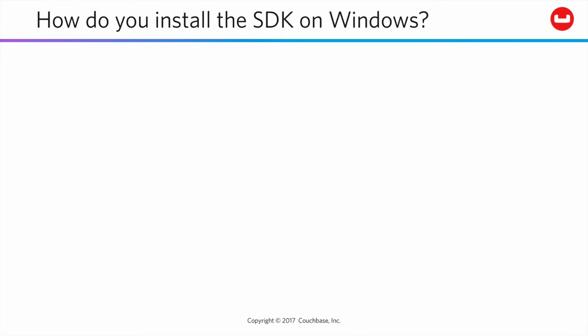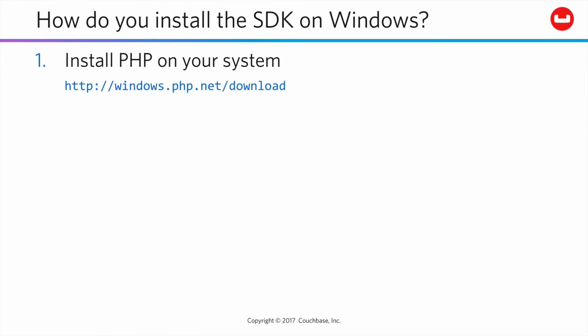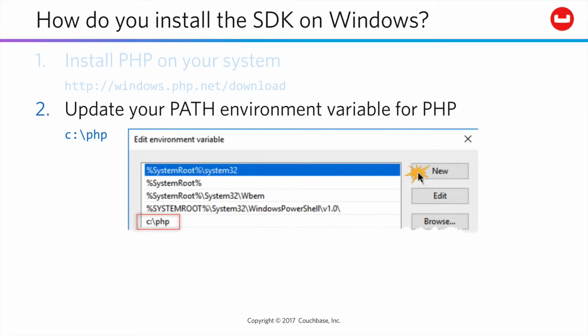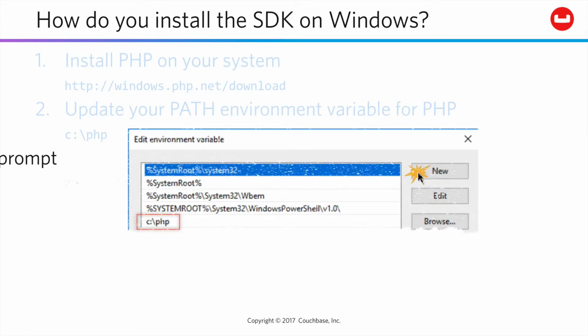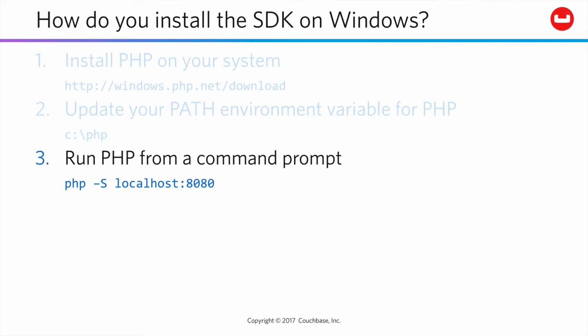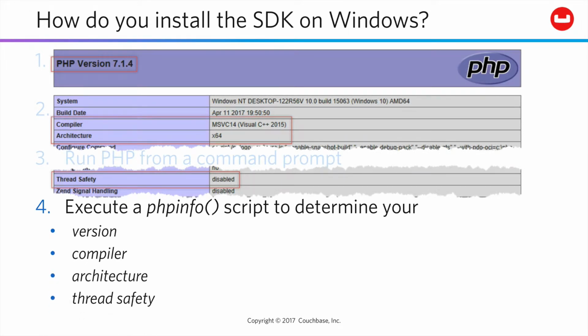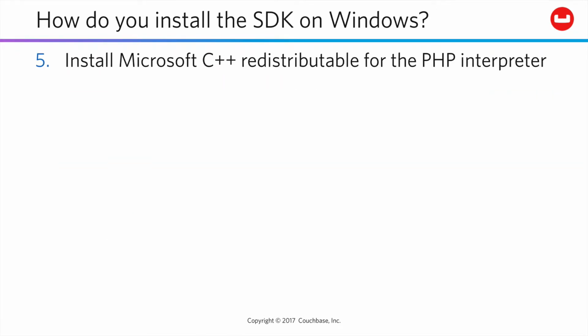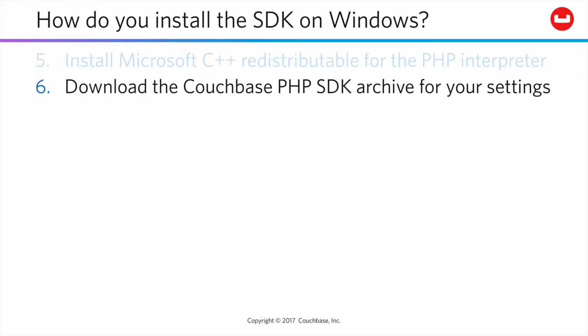To install the SDK on Windows, first get PHP installed if needed, and then update the path environment variable for PHP, and run PHP from a command prompt. The reason to do this is because to select the proper SDK, you'll want to have the exact PHP version, the compiler used to build it, your system architecture, and whether or not thread safety is enabled.